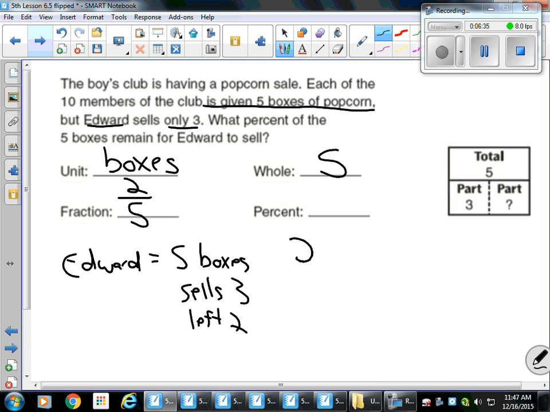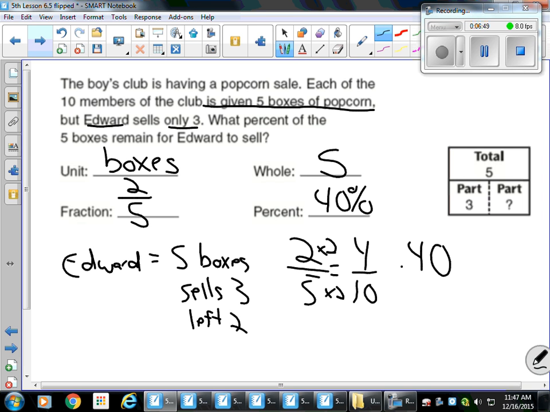What's the percent? I have 2/5, which goes into 10, right? Times 2 gives me 4. This would look like 0.4. I'd add a 0 there, which would give me 40%. Keep this in mind. They try to throw you off with the 10 members.